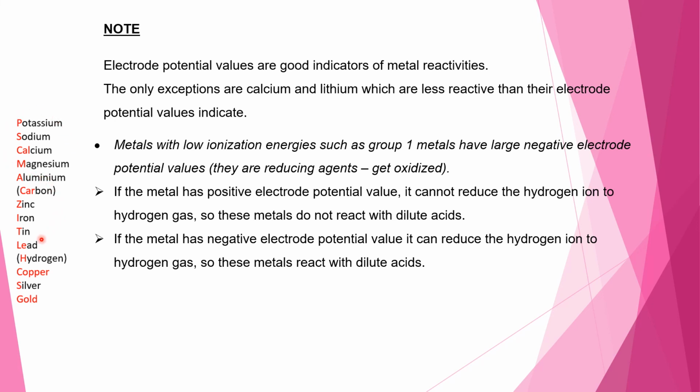But then these metals which are right at the bottom here, like copper, silver and gold, will have electrode potential values that are positive. That means these metals cannot oxidize. In other words, they cannot react with an acid.